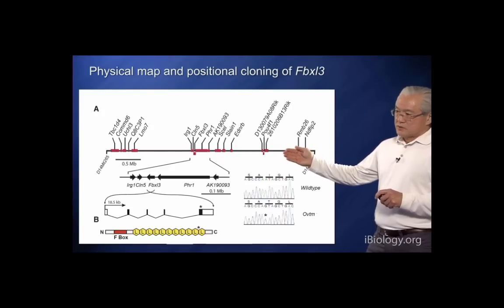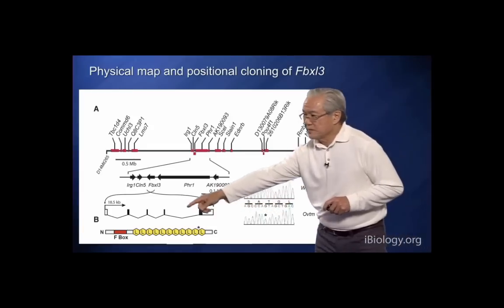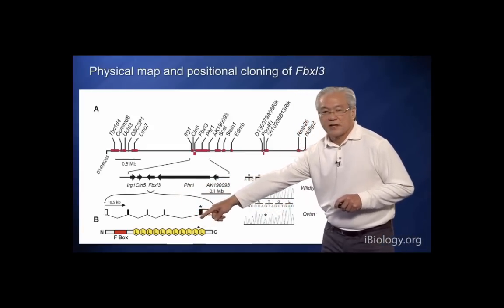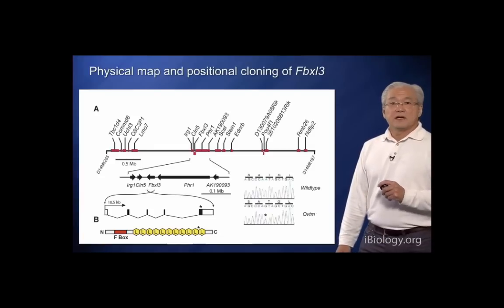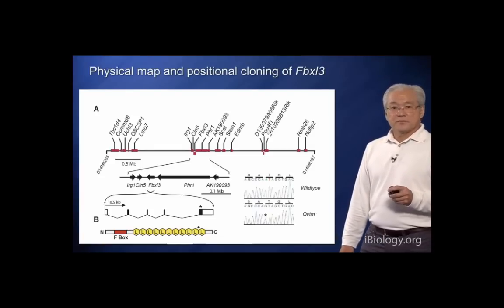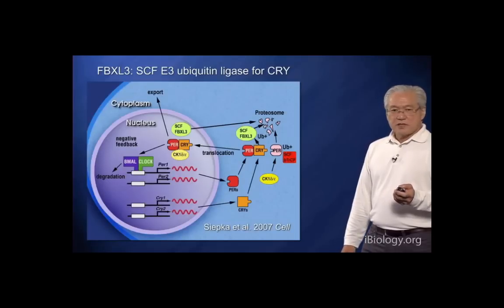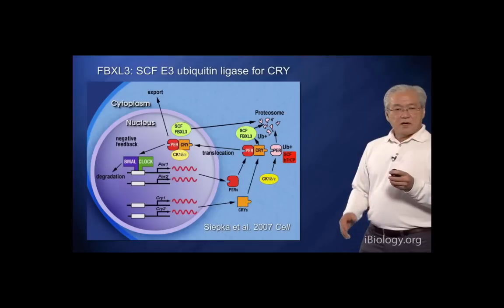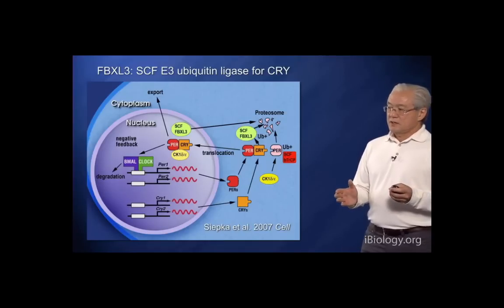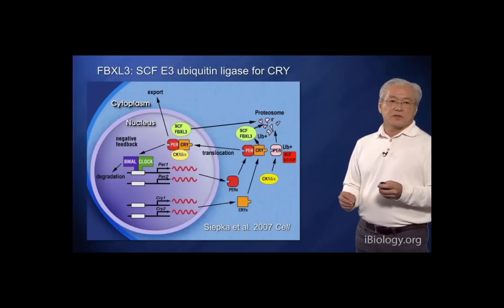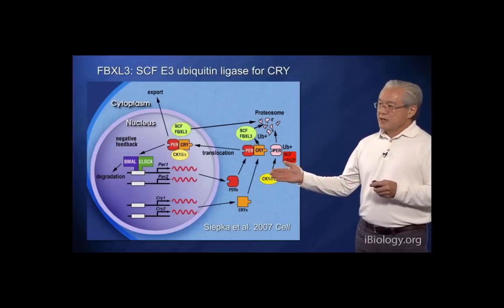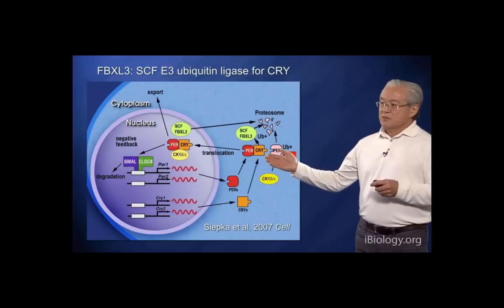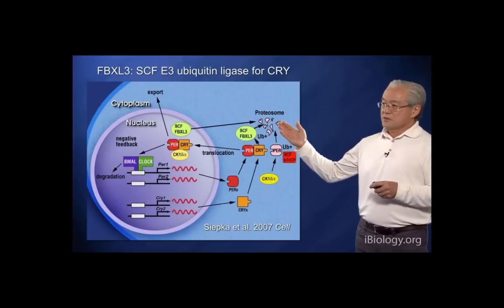And once we were able to reduce this interval, we found that there was only a single mutation in this gene here, which is called FBXL3, which is an F-box protein. Now, an F-box protein turns out to be involved in a complex of proteins that are involved in modifying other proteins with ubiquitin chains. And these ubiquitin chains then target that protein for degradation in the proteasome.